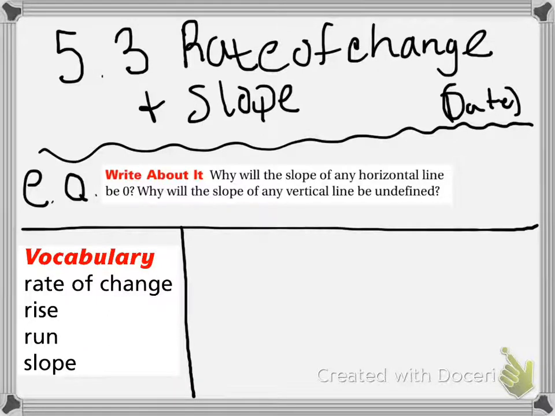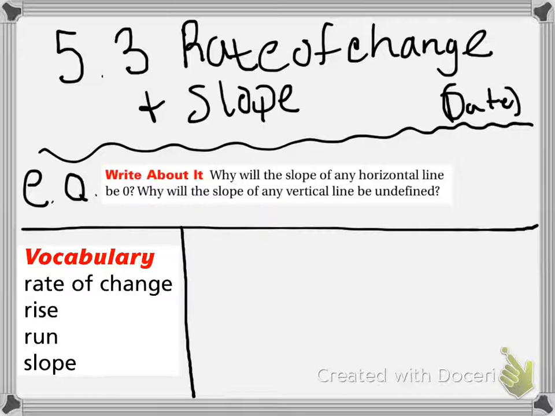Alright, welcome to your notes on Chapter 5, Section 3. We're talking about rate of change and slope today, and we've got some new vocabulary words. To start, our essential question is, why will the slope of any horizontal line be 0? And why will the slope of any vertical line be undefined or no slope?